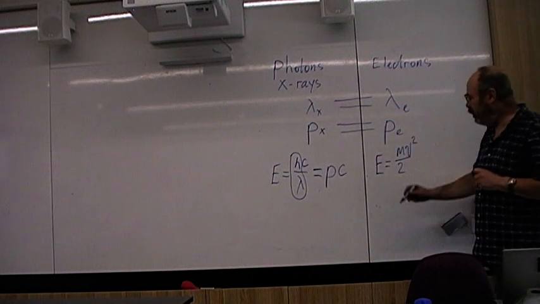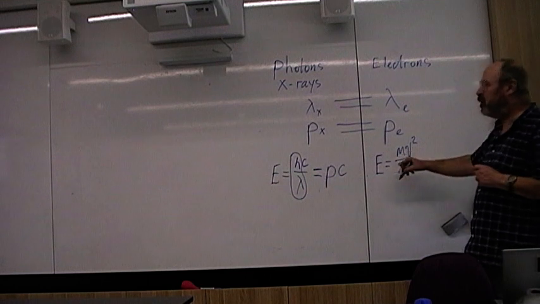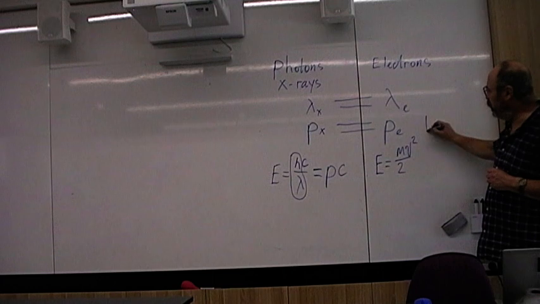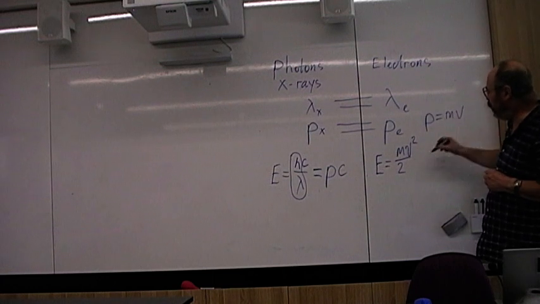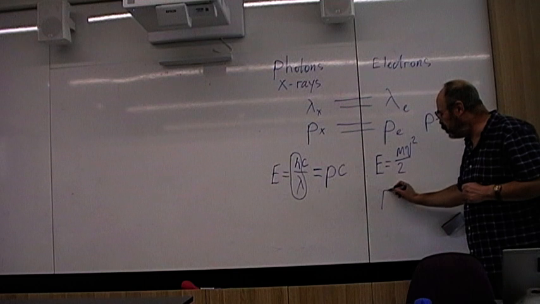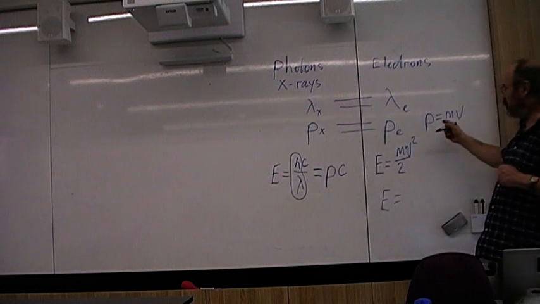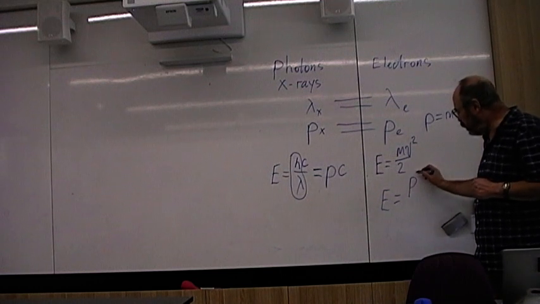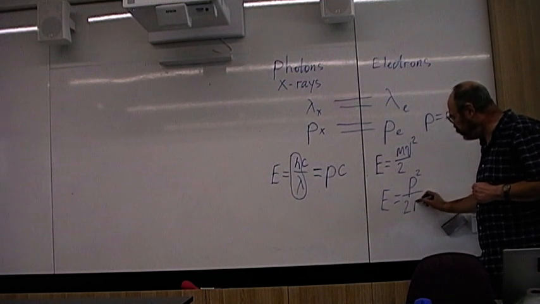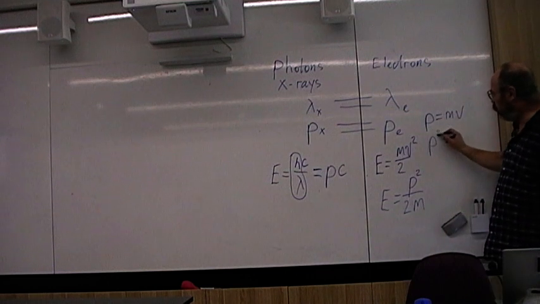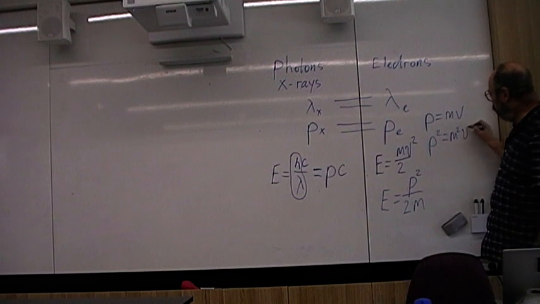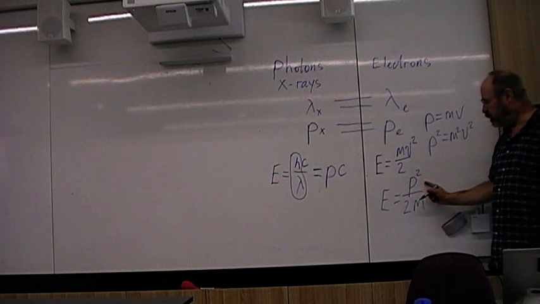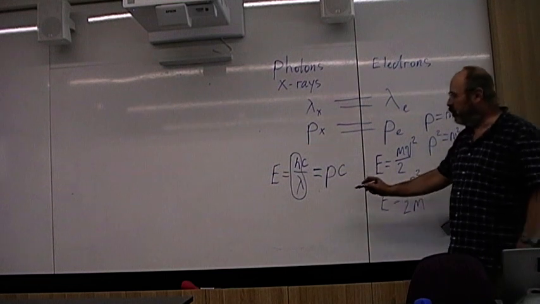Now, let's rearrange kinetic energy in terms of momentum. Momentum p equals mv, and energy is mv squared over 2. If we square the momentum, p squared equals m squared v squared, and substituting that, we get energy equal to p squared over 2m. So that is the energy.